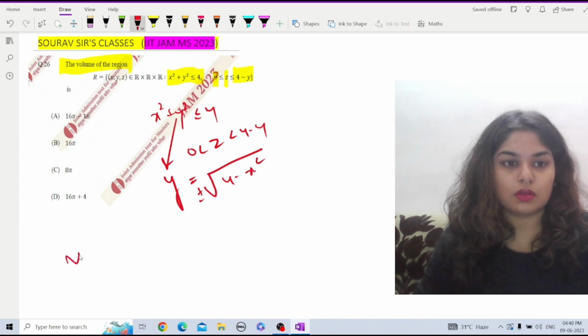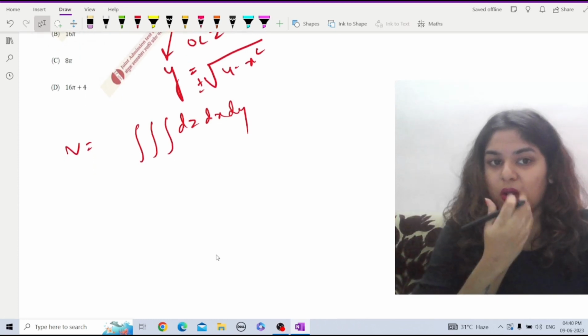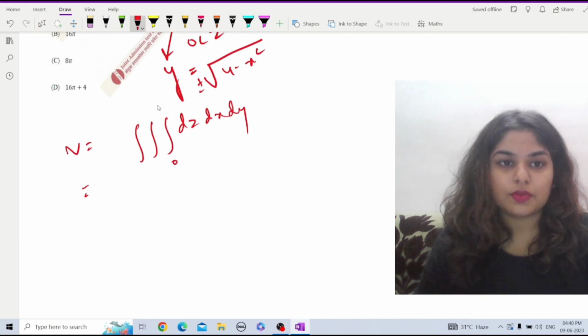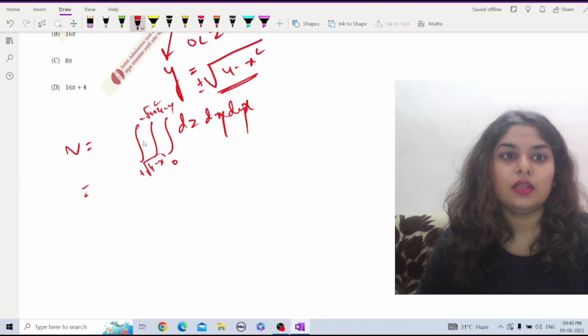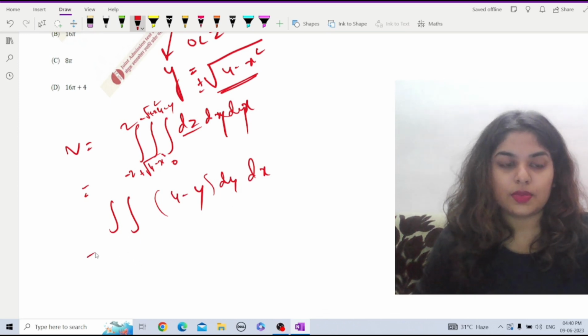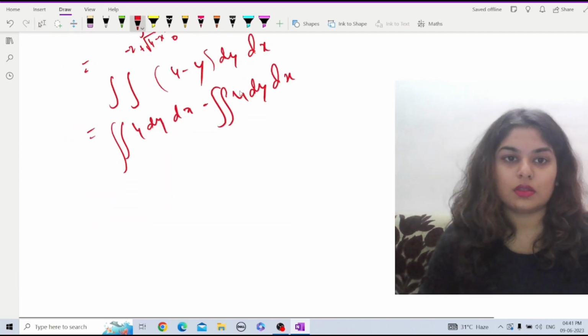From here we have got all the limits. So now the volume is equal to the integration of dz dx dy. The limits here: for z, it is from 0 to 4 minus y, then dy dx. For y, it is from negative root over 4 minus x square to positive root over 4 minus x square, and for x, the range is from minus 2 to 2. So now, in place of dz we write the integration of 4 minus y dy dx. Let us separate it: the integration of 4 dy dx minus the integration of y dy dx.